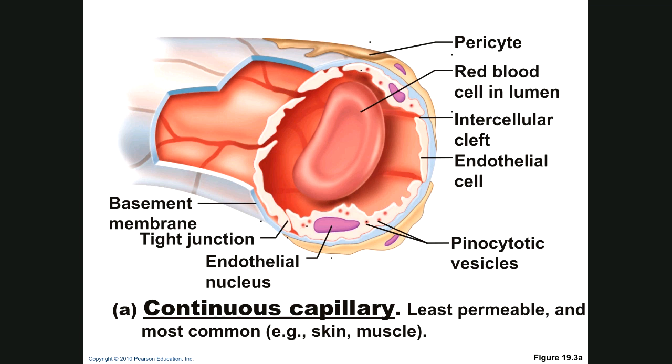And here we have a capillary that's continuous. It has pericytes, which are cells that go around the endothelium, and our endothelial cells, and has a basement membrane here. It's continuous, it's not going to leak stuff.